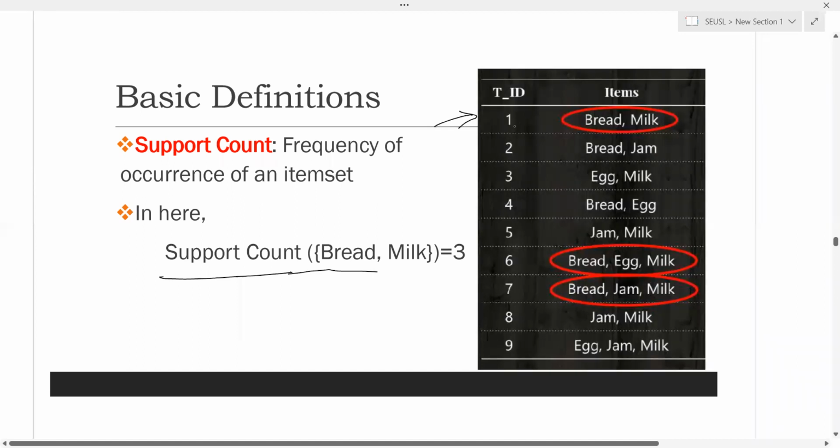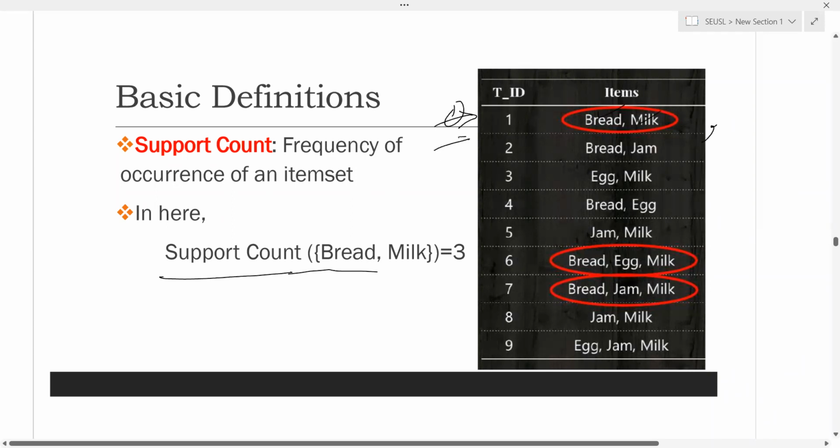I look at my first transaction. I will check whether that transaction contains bread and milk. Even if they contain other products, we don't need to consider those things. We are just looking for these two things. Yes, bread is there as well as milk. So we count that as 1 here.